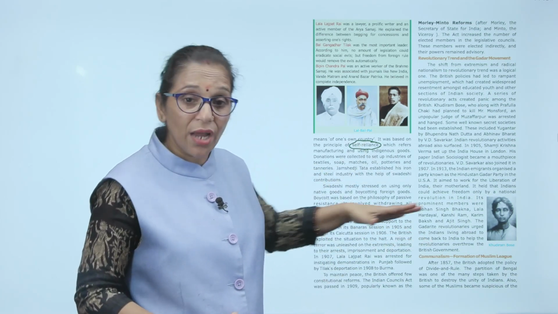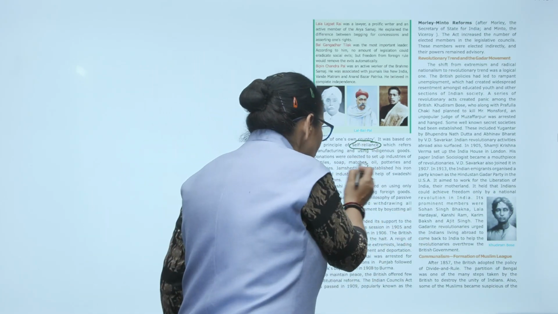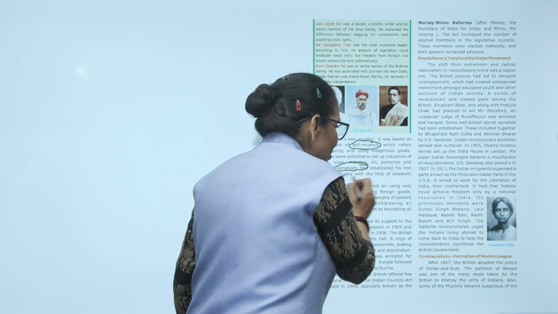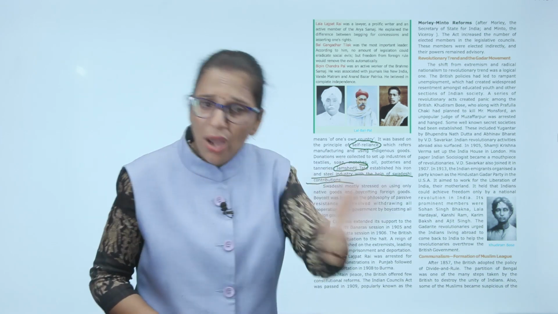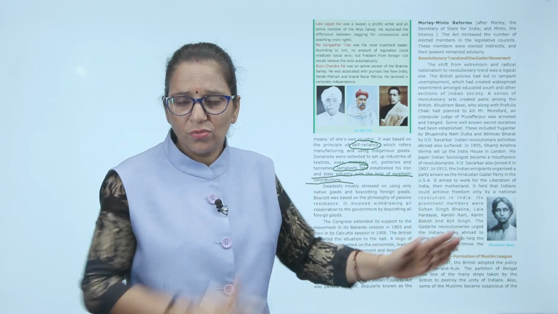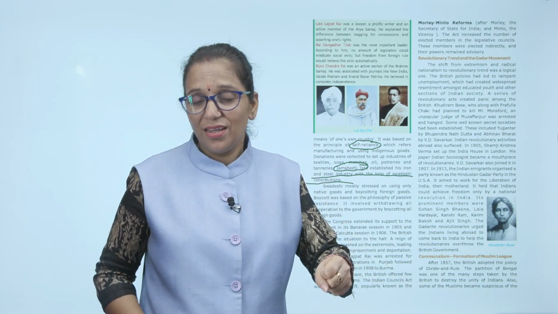Jamshedji Tata worked very hard and he established his iron and steel industry with the help of Swadeshi contribution at that time. Swadeshi mostly stressed on using only and only Indian goods and boycott foreign goods. Not to use. Boycott was based on the philosophy of passive resistance. We are not going to use the Britishers' goods. Boycott. So what happened? Britishers' economy will fall down.